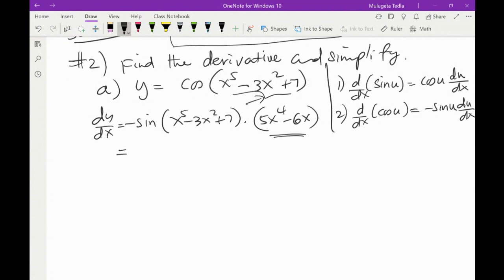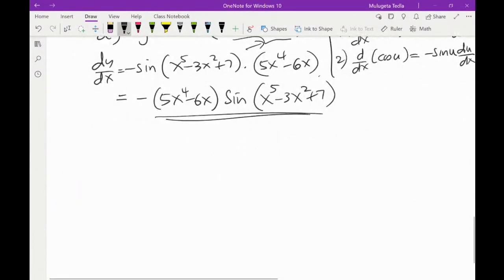So you can bring this up front, not to confuse, not to multiply both of these, because you can't multiply both of these, because this is under the influence of the sine function, this is not. Okay, so I would simply take 5x to the 4 minus 6x to the front, times sine of the angle x to the 5 minus 3x squared plus 7, which would be the answer.